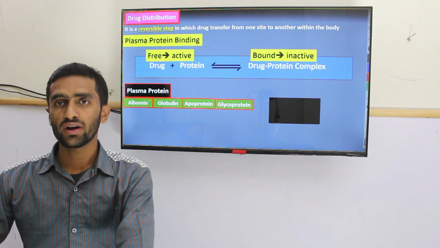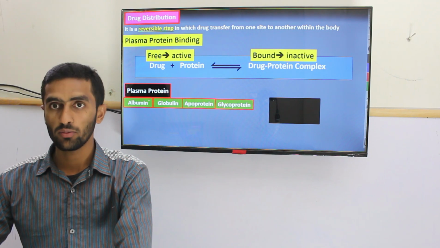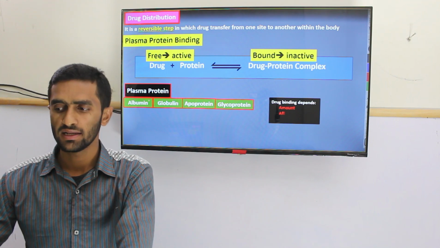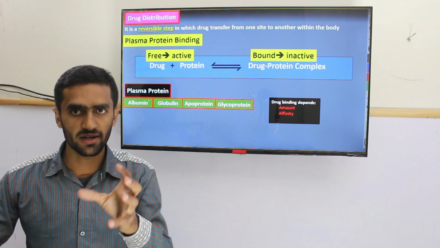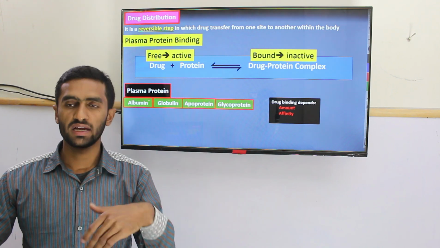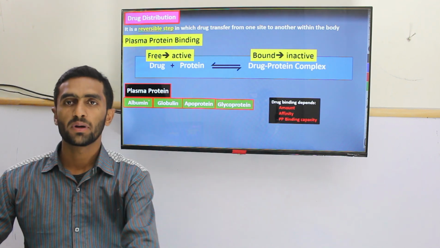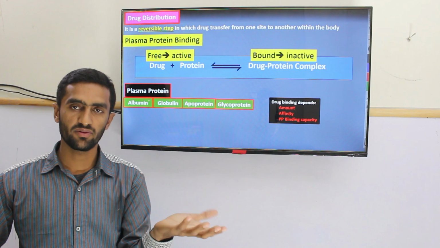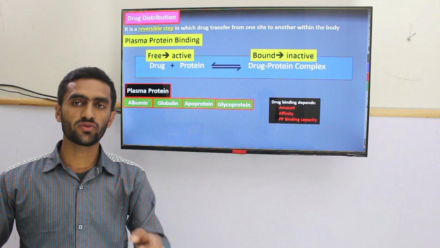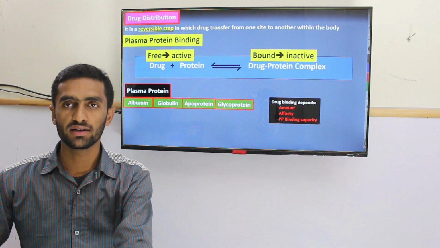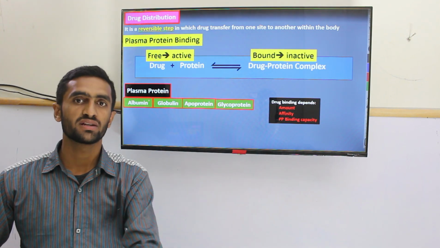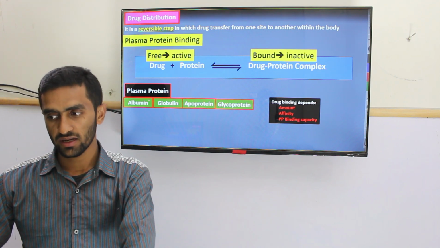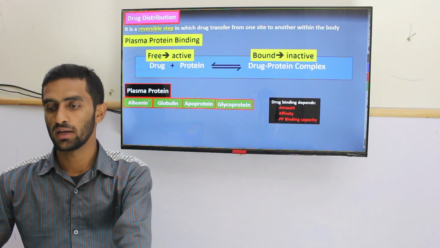So what are the factors which define how my drug is going to bind? It depends upon the amount of drug and its affinity, how easily it can bind with your drug. If its amount is more, its affinity is more, and plasma protein binding capacity is present. For example, if the protein is already 100% filled and you give more drug, it cannot bind with that plasma protein, so it comes in free form, and it may cause toxicity. So plasma protein binding capacity should be present, there should be affinity, and there should be amount.